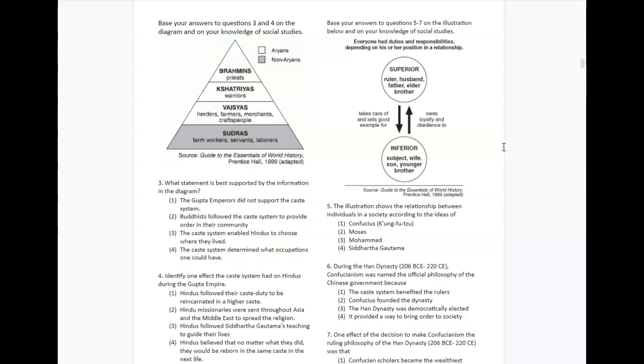Number 6. During the Han Dynasty, Confucianism was named the official philosophy of the Chinese government because 1. The caste system benefited the rulers, 2. Confucius founded the dynasty, 3. The Han Dynasty was democratically elected, or 4. It provided a way to bring order to society. Why was Confucianism named the official philosophy of the Chinese government?